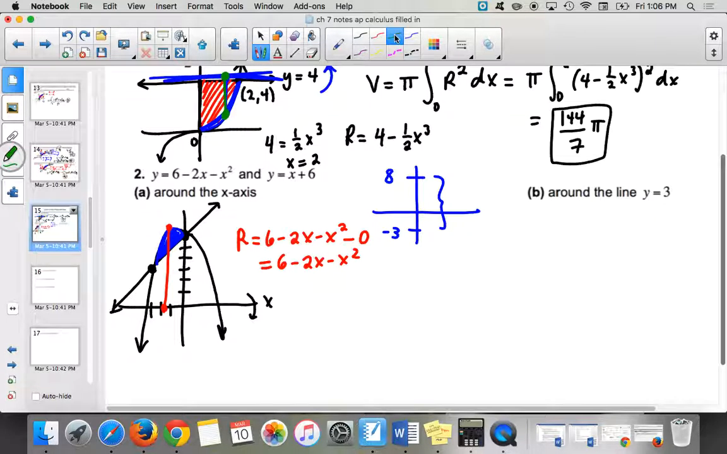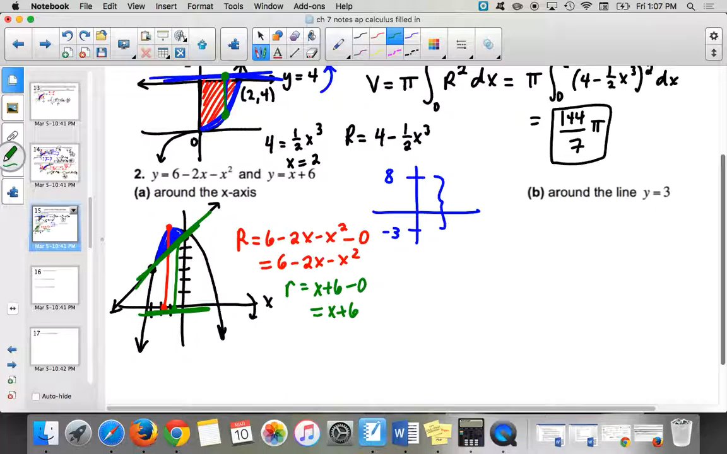And then our inner radius is x plus 6 minus 0. Or you could just say x plus 6. Good. Wait, what? Top. So our top curve was that, and our bottom curve was that.